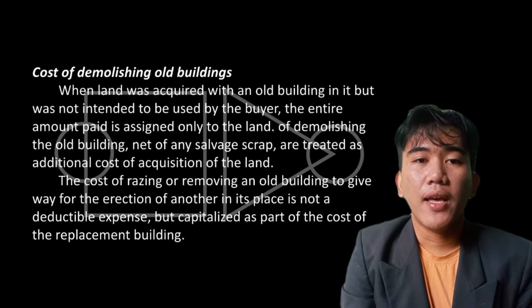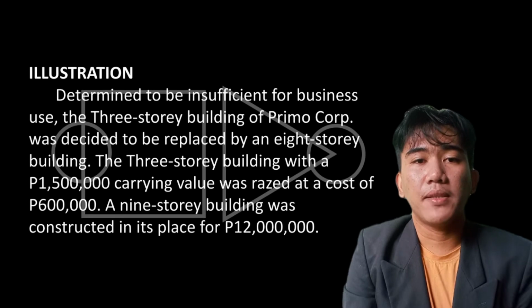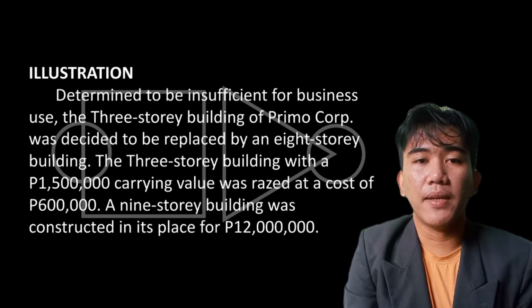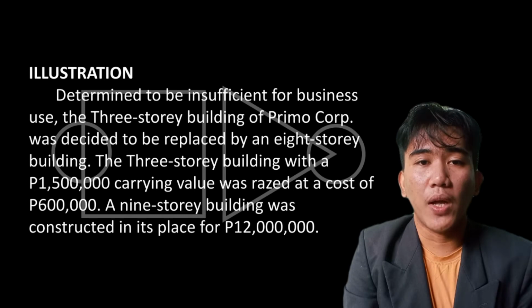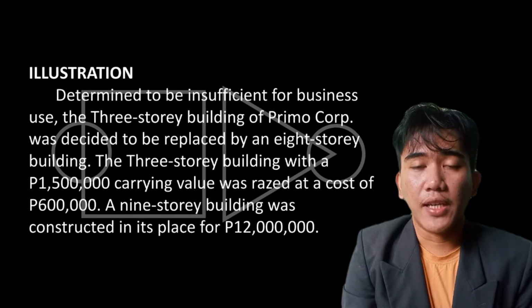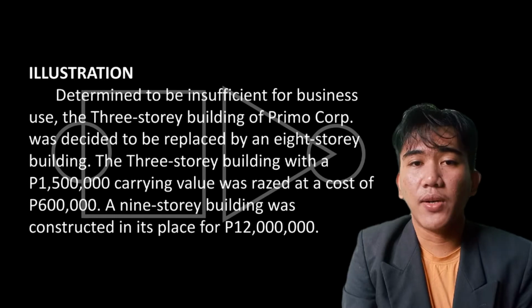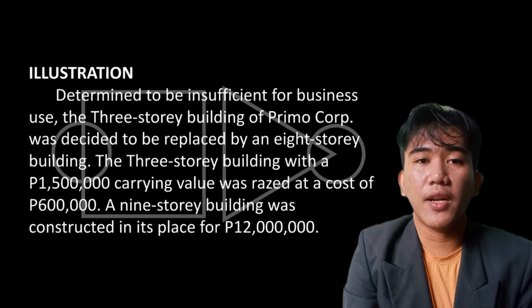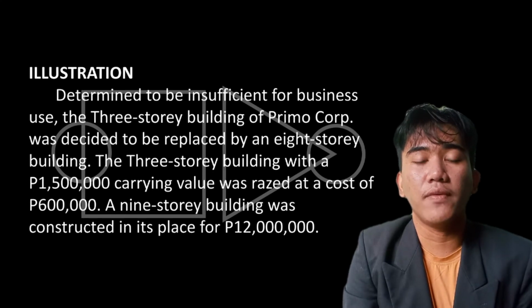Here's an example. Determined to be insufficient for business use, the 3-story building of Primo Corp was decided to be replaced by a 9-story building. The 3-story building with a 1,500,000 carrying value was razed at a cost of 600,000. A 9-story building was constructed in its place for 12 million pesos. Therefore, in this illustration, the 1,500,000 carrying value of the old building shall be deducted as a loss. The cost of the 9-story building shall be 12,600,000, inclusive of the demolition cost of the old building.